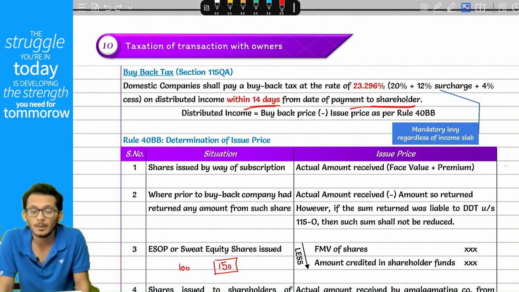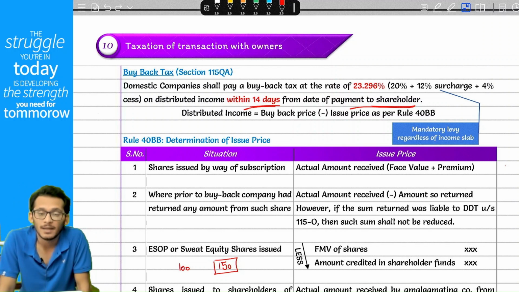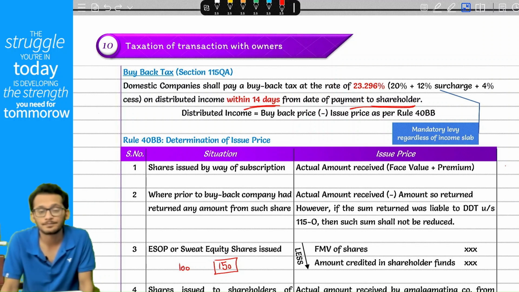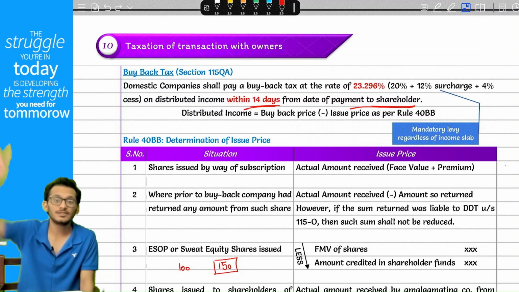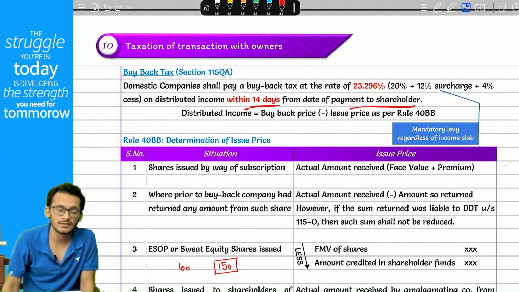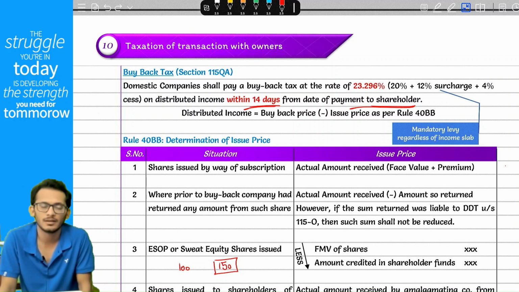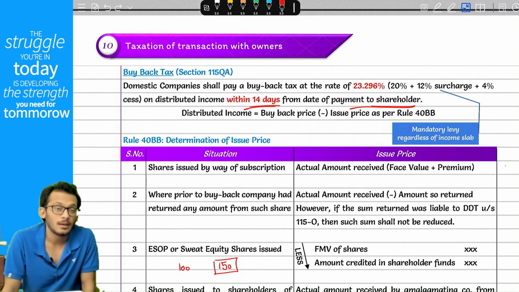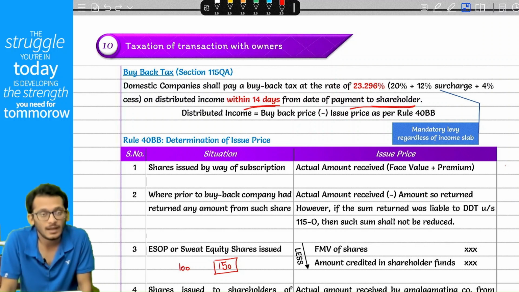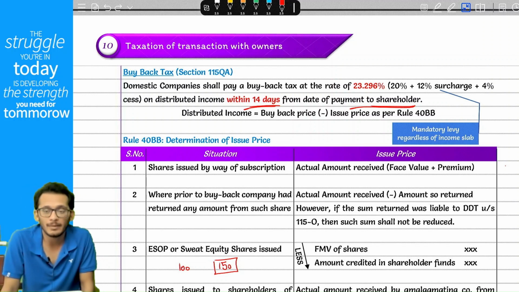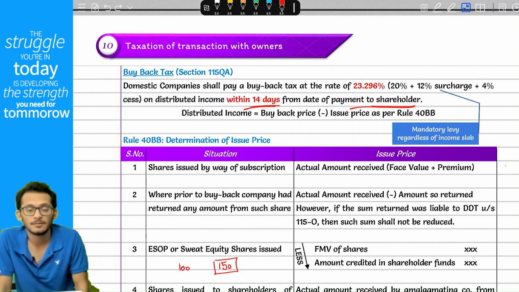Now, what has this to be paid on? This has to be paid on your buyback gains. What do you mean by buyback gains, Rahul? The price at which you bought back the shares minus the price which the first shareholder paid to your company. So this will be taxable in the hands of the company on behalf of the shareholder, and so the shareholder will be exempt from taxes. Whatever tax you have to pay under buyback tax has to be paid within 14 days from the date of buyback.